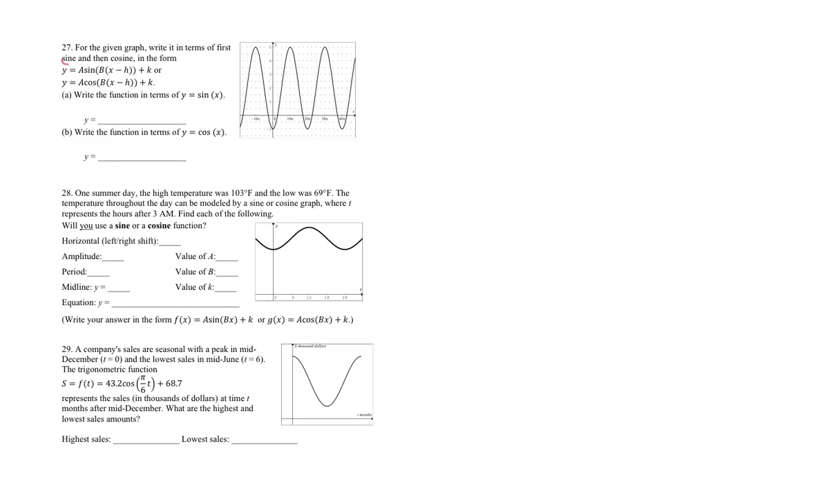Problem 27: for the given graph, write the function in terms of sine first and then cosine in standard form, in terms of y equals sine of x. A few things we can do, but let's identify the amplitude first.